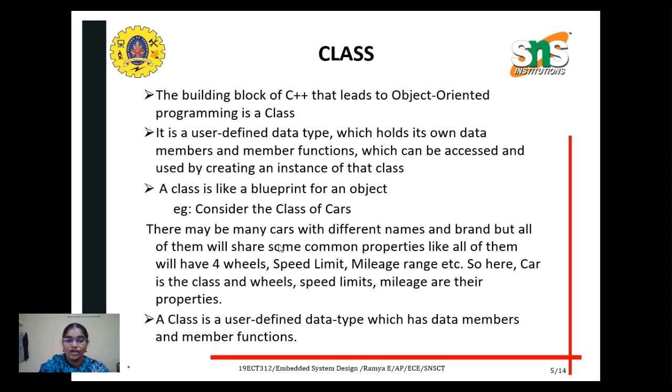Consider the class of cars. There may be many cars with different names and brands, but all of them will share some common properties, like all of them will have four wheels, speed limit, mileage, range, etc. So here car is a class and wheels, speed limit, mileage are its properties. A class is a user defined data type which has data members and member functions.